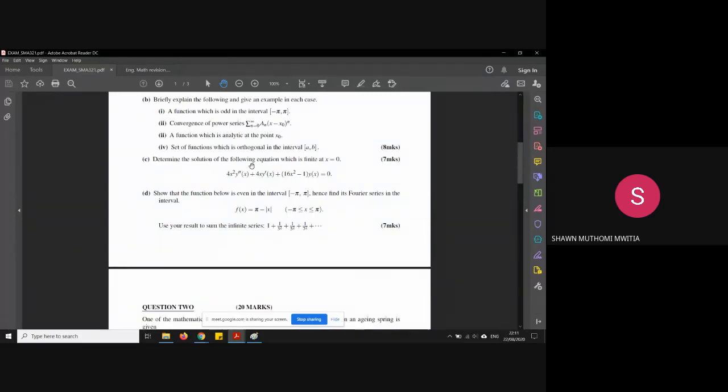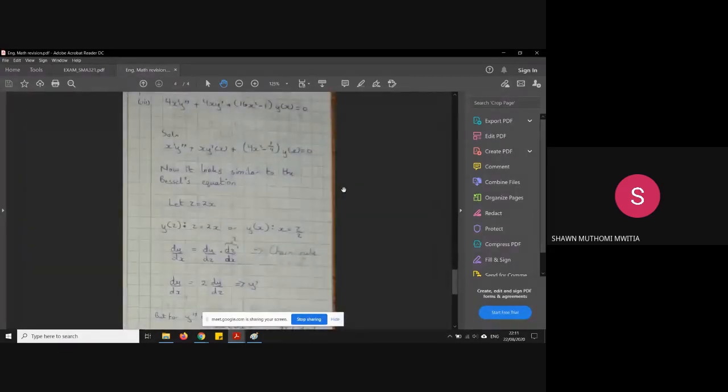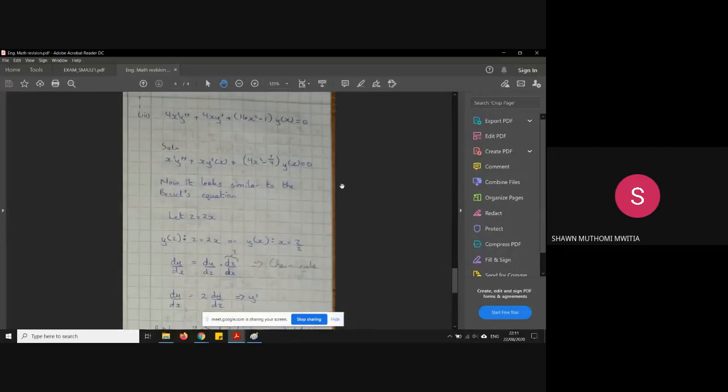So determine the solution of the following equation, which is finite at x naught. So this is Bessel's differential equation. It's also from the notes. This question was taken straight from our notes.